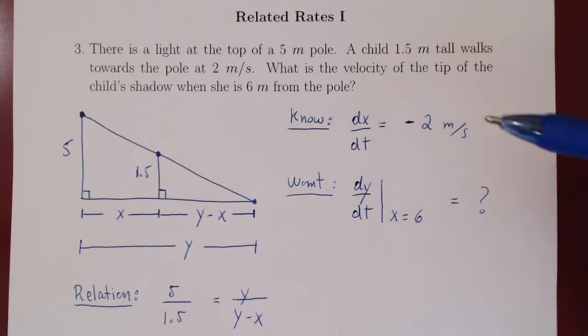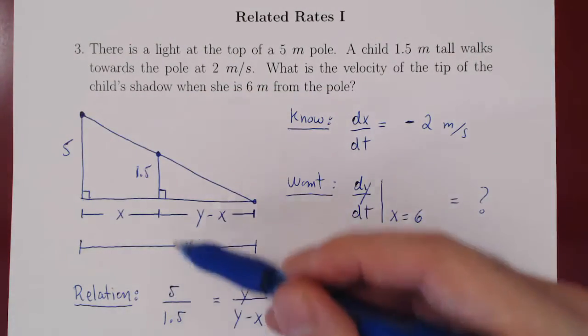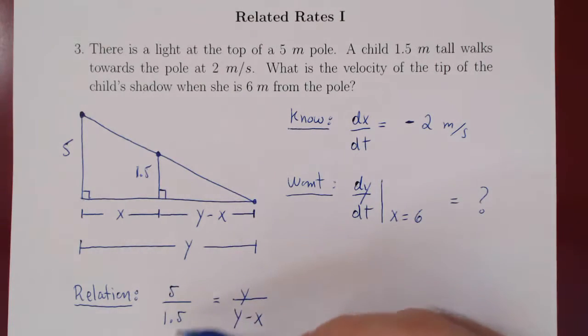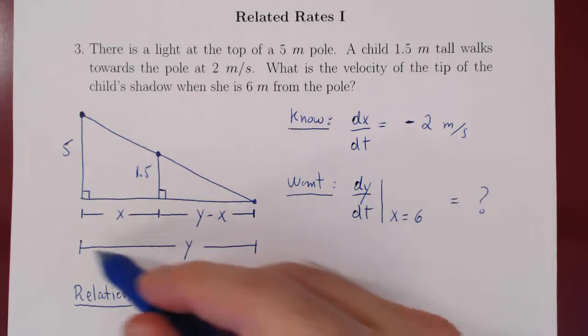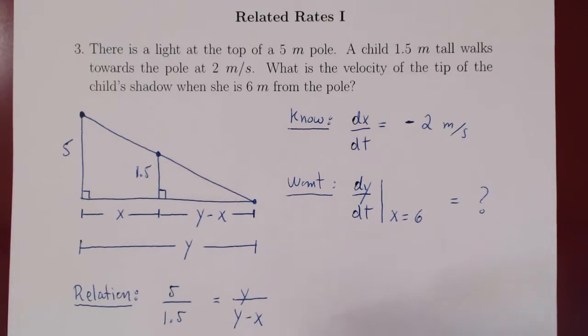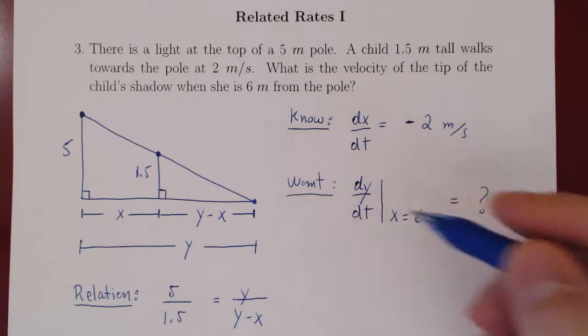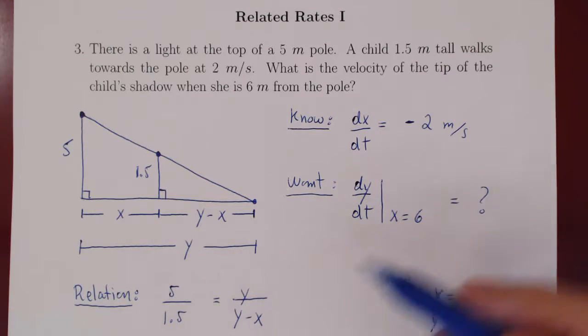Because for similar triangles, the ratio of common sides will be the same. So the height of the larger triangle over the height of the smaller triangle will be the same ratio as the length of the base of the bigger triangle over the length of the base of the smaller triangle. Now again, x is a function of t, y is a function of t. So both the left and the right hand side are functions of t.